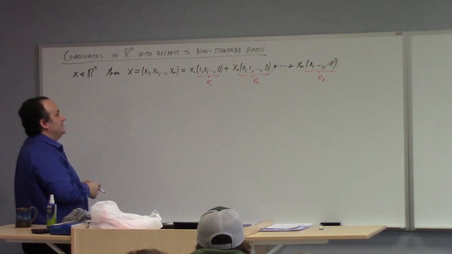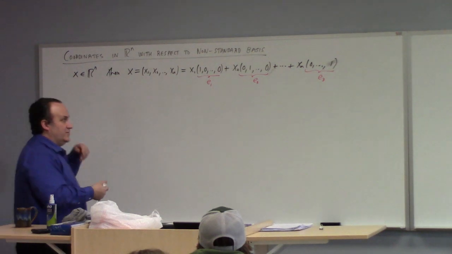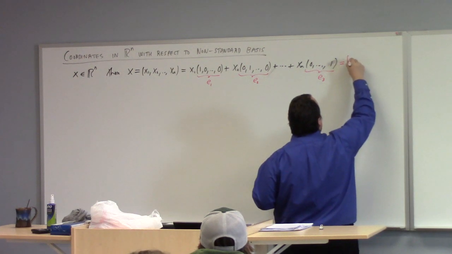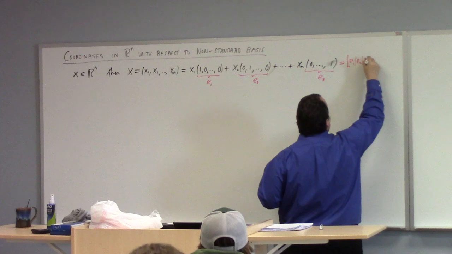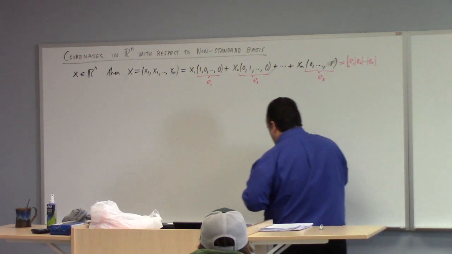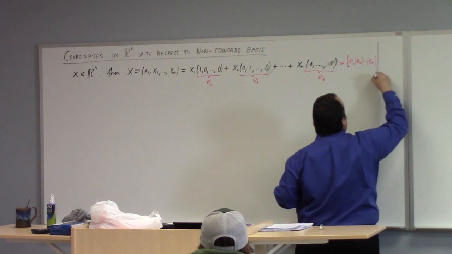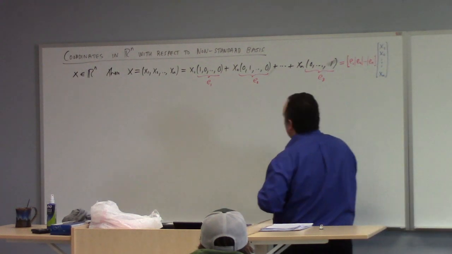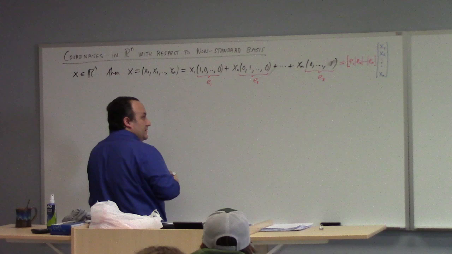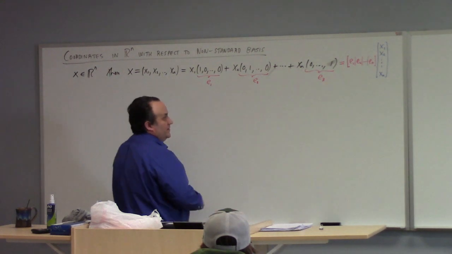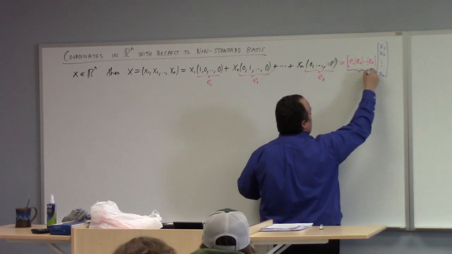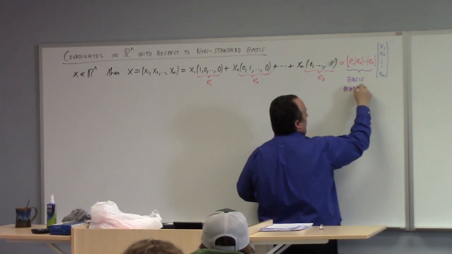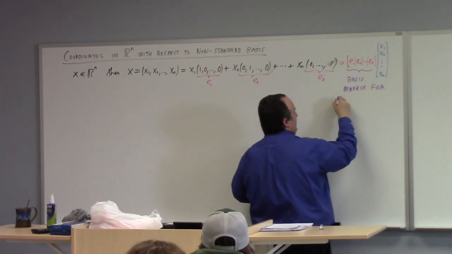And you notice that I could rewrite this whole equation like this. I could say, well, that's really just the matrix with columns E1, E2, En times the vector x1, x2, xn, right? So here, this matrix I just formed right here, this is the so-called basis matrix. Basis matrix for the standard basis.